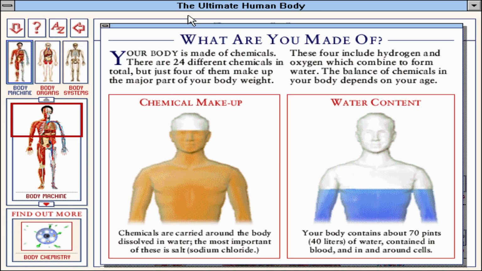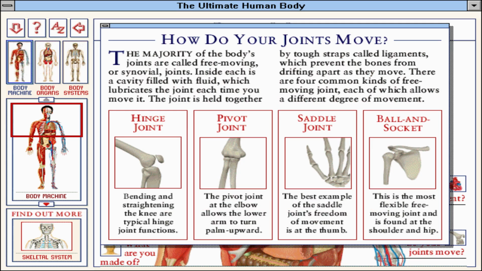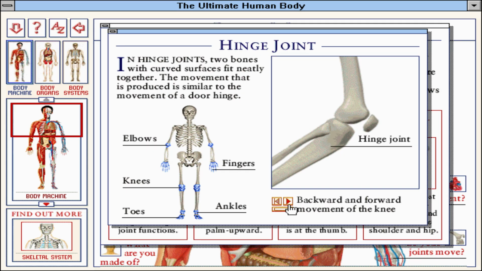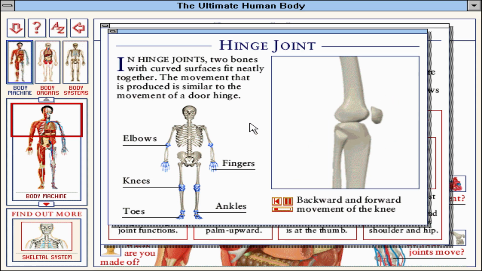What are you made of? How do your joints move? Hinge joint. A hinge joint permits forward and backward movement in one direction only. It does not allow sideways movement.